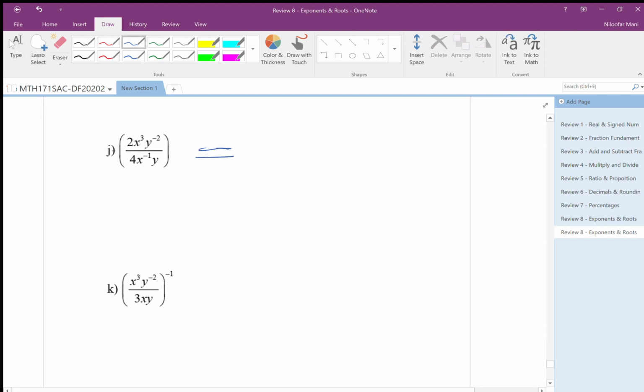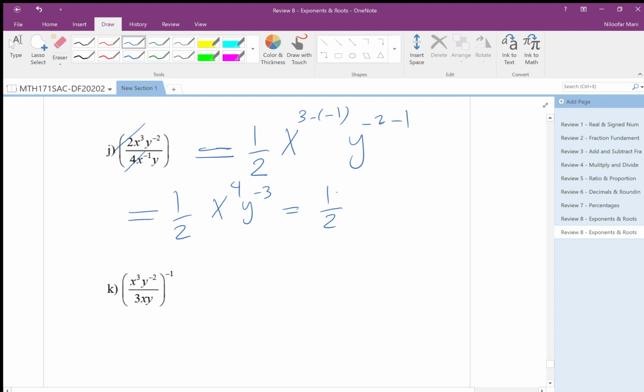So 1 over 2, x power 3 minus 1, y power minus 2 minus 1, which is 1 over 2 x power 4 y power minus 3, which is 1 over 2 x power 4 y power 3. The only thing I move is this one because it has negative power.